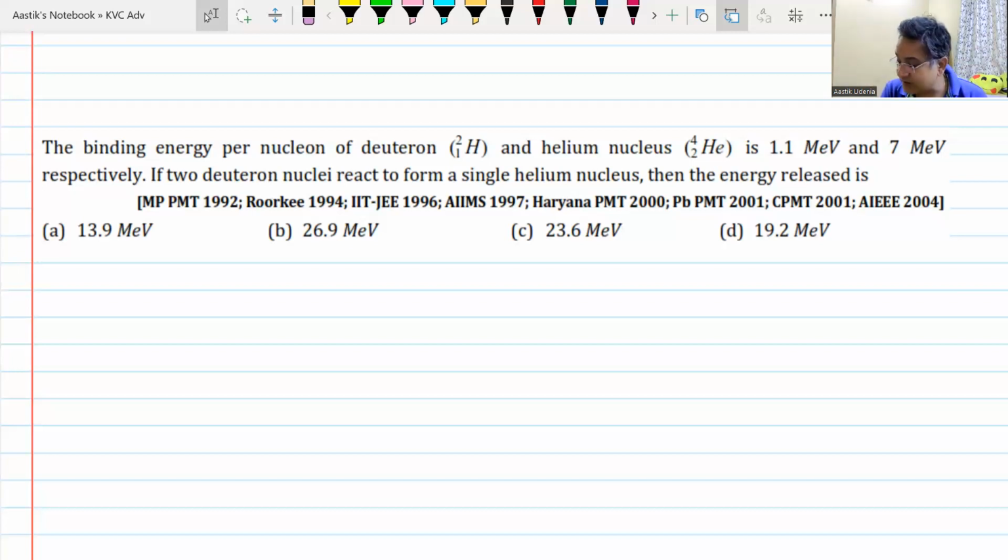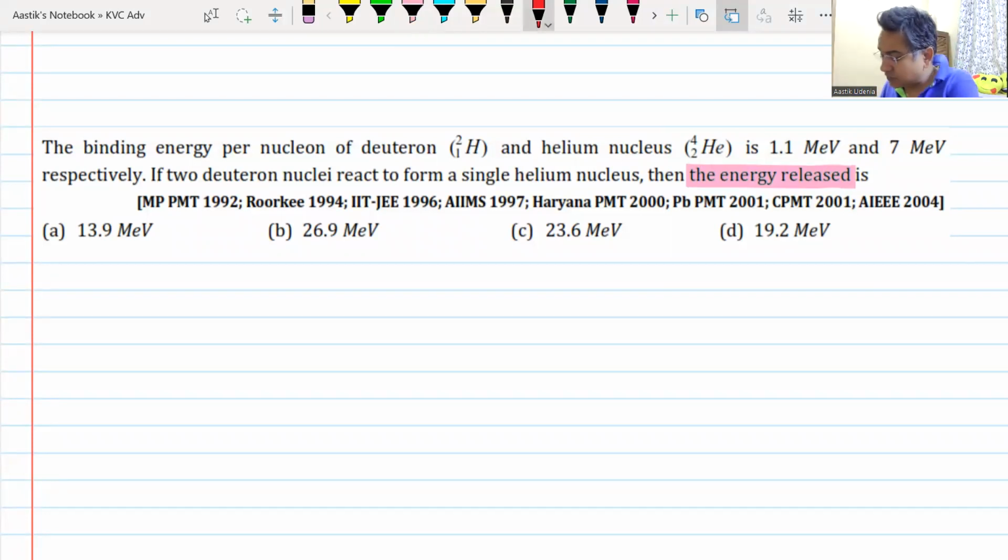If two deuteron nuclei react to form a single helium nucleus, what is the energy released? Look at these terms they are using. The first question that we did was how much energy is required to remove a neutron from oxygen. Now they are using the term energy release, that will give you a sense of what the Q value would be. Energy release means Q value is positive. Energy required or absorbed means Q value is negative. That is what you will get. I'll give you 2 minutes to solve this question.